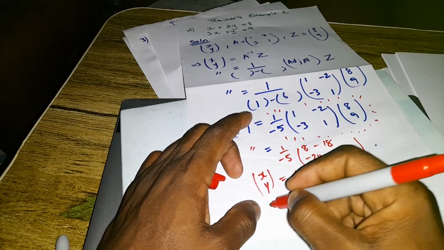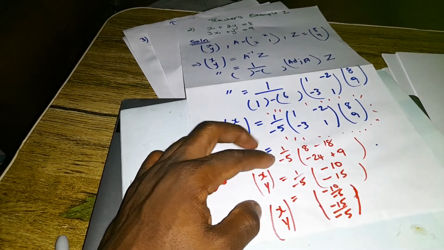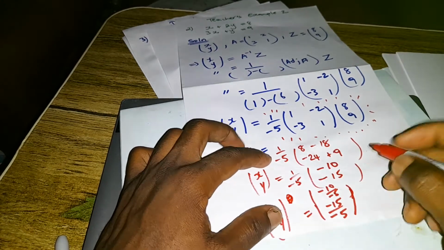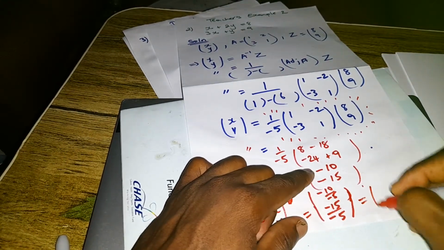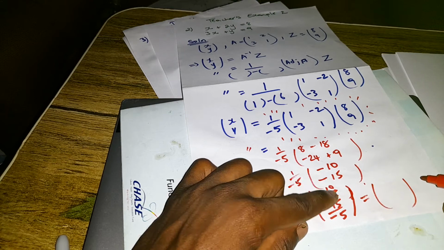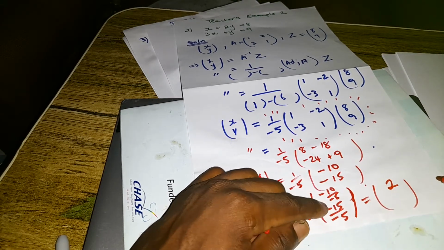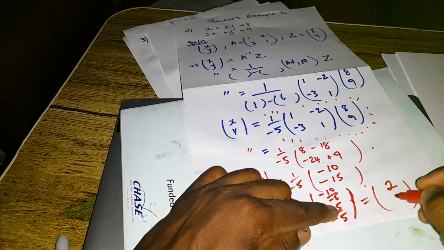Make sure you see what I'm doing. And the final answer would be what now, class? When we simplify, a negative divided by a negative gives you positive, and 5 into 10 gives you 2. And a negative divided by a negative gives you positive, and 5 into 15 gives you 3. So that is the final answer.